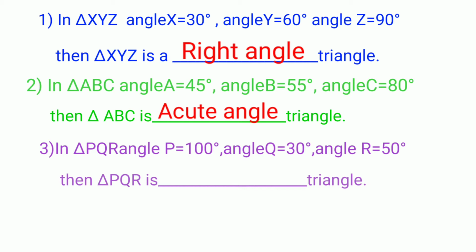The third fill up, in triangle PQR, angle P is given 100 degrees, angle Q 30 degrees and angle R is 50 degree. Then triangle PQR is a dash triangle. Clearly here one angle is more than 90 degree. Which one? Yes, angle P. Angle P is 100 degree. It is greater than 90 degree. So the name of this triangle will be obtuse angle triangle.